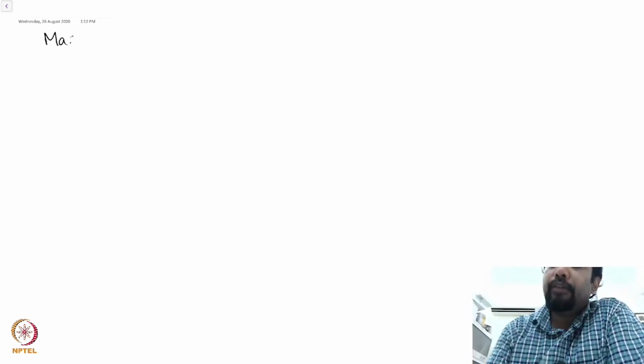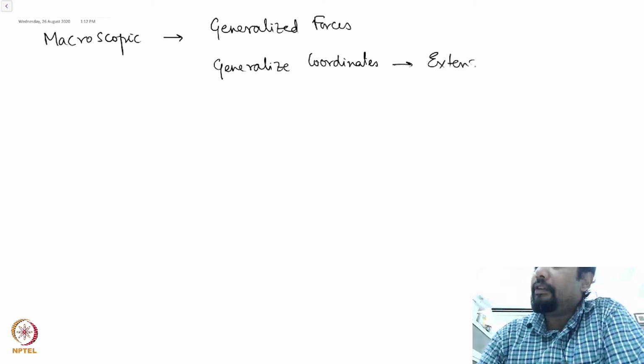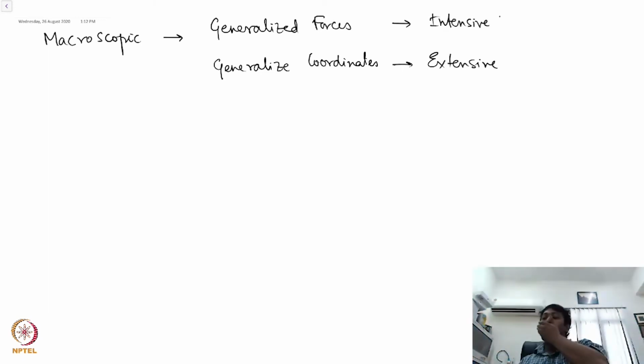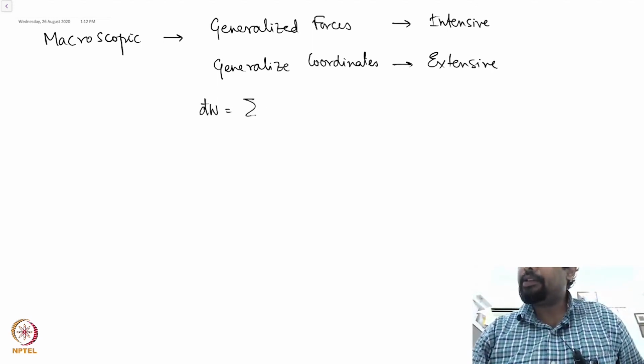Therefore, for the macroscopic variables, I can classify them in two categories. I have a set of generalized forces and I have a set of generalized coordinates. These are intensive in nature and these are extensive in nature. I can combine them to write down the work done as the sum over Fi dxi.